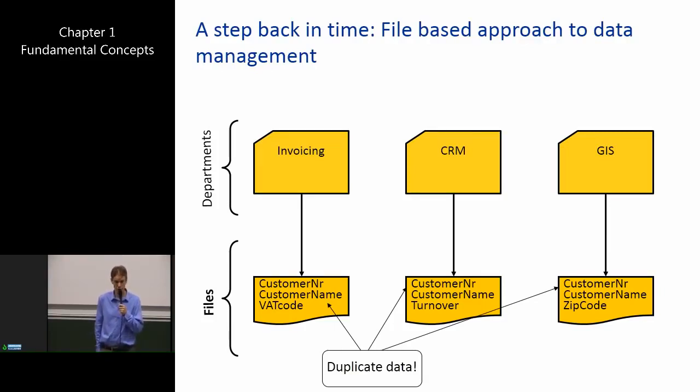Very important to note is that those files are clearly not integrated. They're separate. And if you have a closer look at some of these files, you see a lot of replication. So you see customer number being recorded here, here, here. Similar to customer name. Of course, each of these files also contains specific information for the application. So here you're going to have VAT code, you're going to have turnover, and zip code, for example.